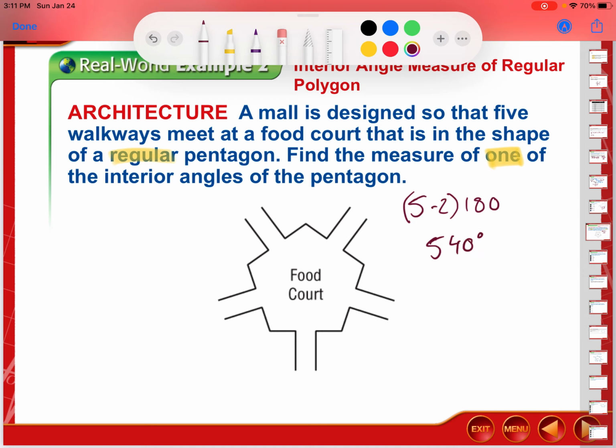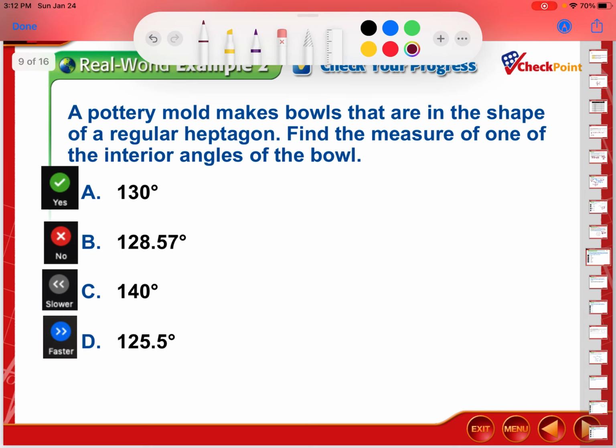Now, it's a regular pentagon, so we have 5 congruent angles, which means we have to divide this total by 5. So if we do 540 divided by 5, I believe it's 108. Yeah, we get 108 degrees per each one of these angles. Lovely. This is one that you would get to work on in class.